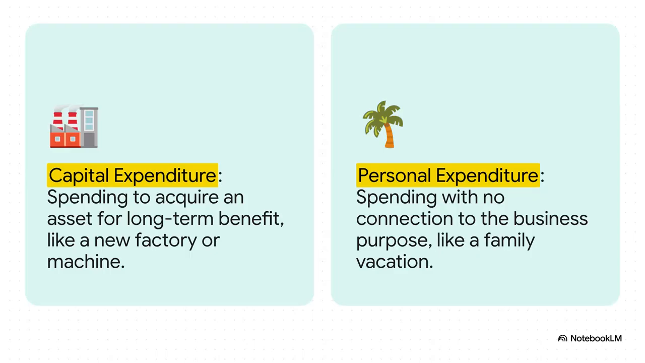First up, capital expenditure. We're talking about the big stuff, the items that give you a long-term benefit, like buying a new building or some heavy machinery. They're assets, not daily running costs. Then you've got personal expenditure. Basically, anything with zero business purpose, like paying for a family trip on the company credit card. The filter flags them both and pulls them right out.